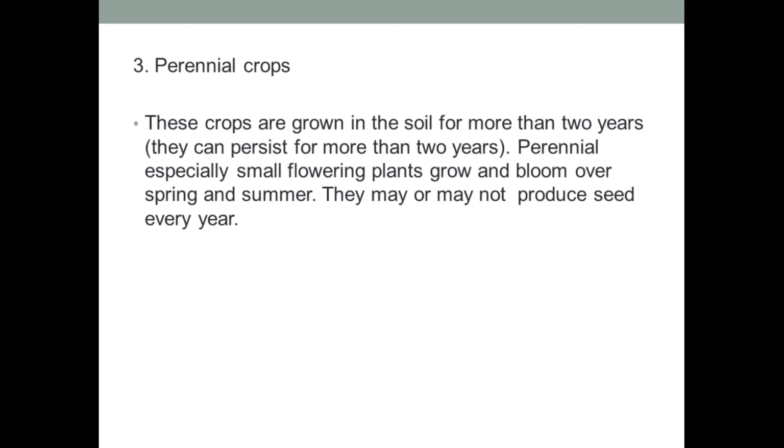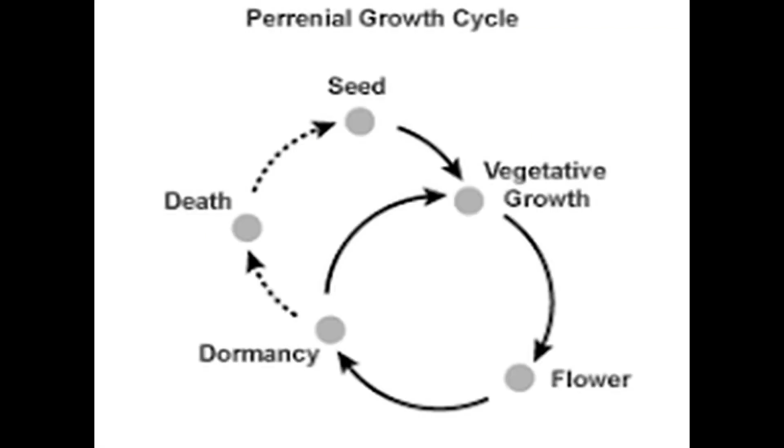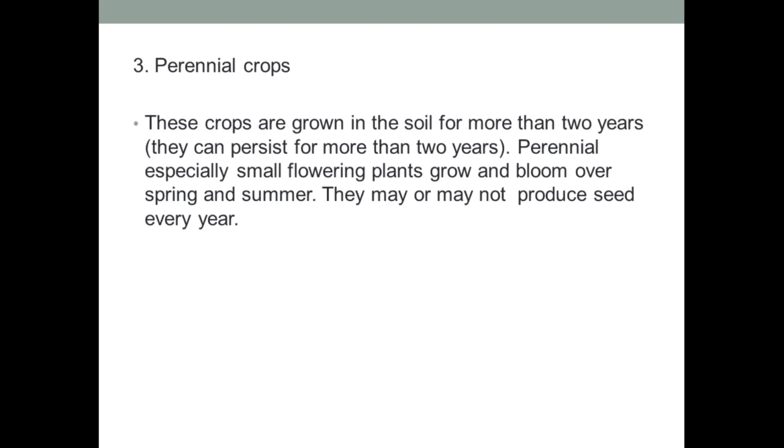Number 3, we have perennial crops, and these are crops that grow in the soil for more than 2 years, which means they can persist for more than 2 years. In other words, their growth is indefinite. As long as the conditions for growth are suitable, they will keep on growing over a long period of time. They may produce seeds within a particular year or season, or they may not even produce seeds at all.